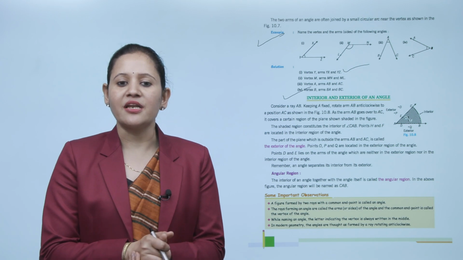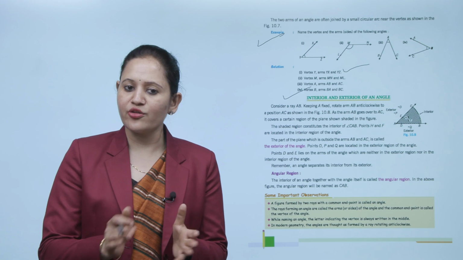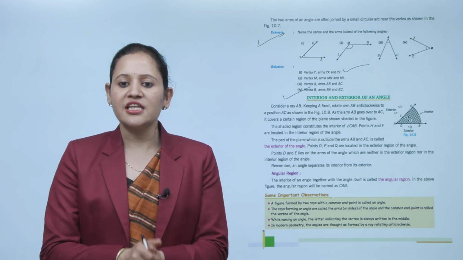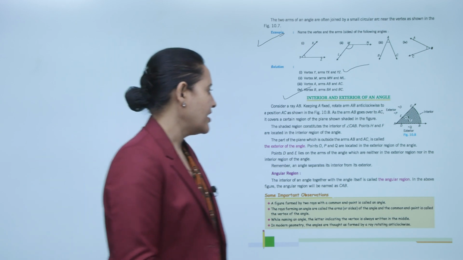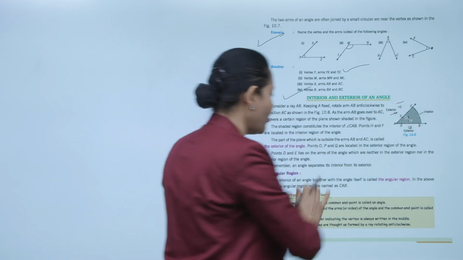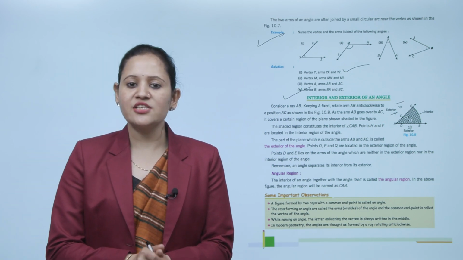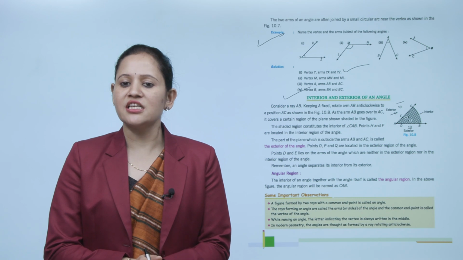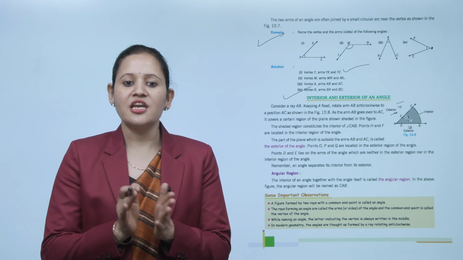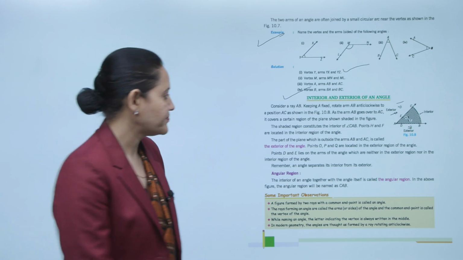The part of the plane which is outside the arms AB and AC is called the exterior of the angle. Points O, P, Q are located in the exterior region of the angle. Like here, O, P and Q, they are exterior of the angle. Points D and E lie on the arm of the angle, which are neither in the exterior region nor the interior region of the angle. Remember, an angle separates interior from its exterior.